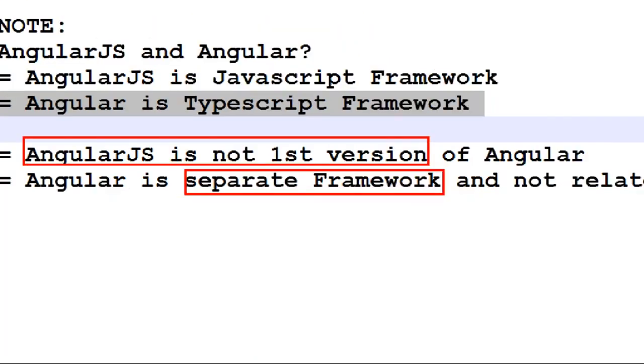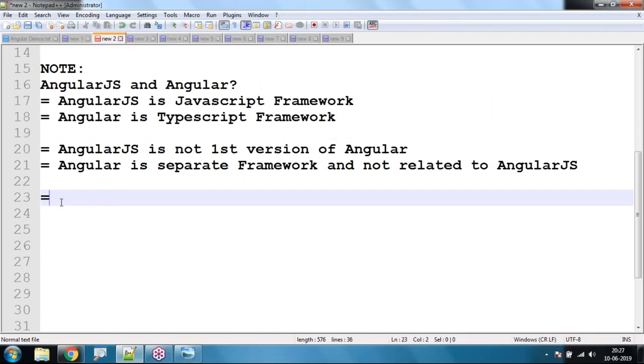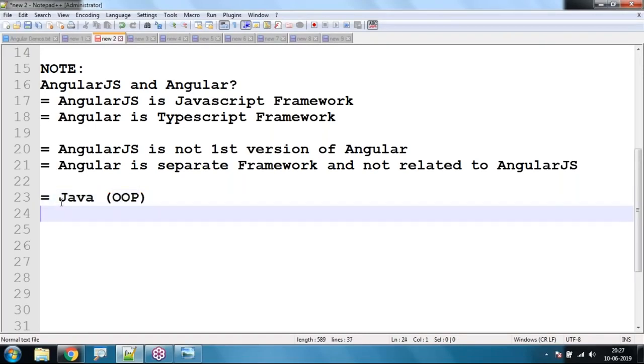Simply, we can say that Angular JS is something like Java, and Angular is something like .NET. For example, in Java we have object oriented programming, and in .NET also we have object oriented programming. So using object oriented programming, we can develop computer applications.